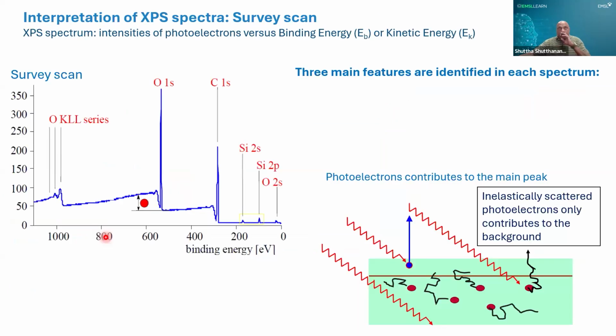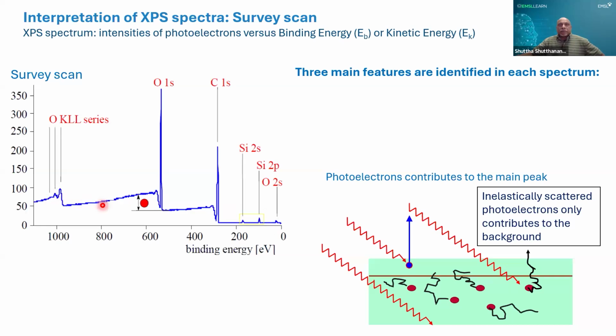So XPS, we run in basically two different modes. One is called survey scan. Basically, in this scan, we scan the kinetic energy of the electrons coming out from this process, and then we monitor how many photoelectrons are coming out. So in a fast mode, you can say I'm running in a fast mode.